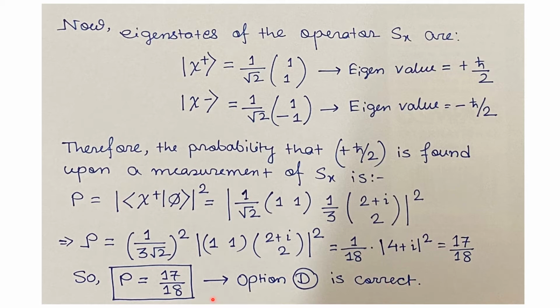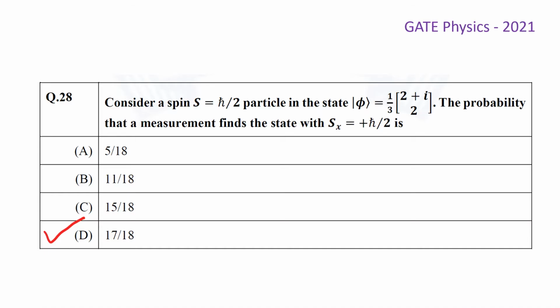So the probability of getting the eigenstate of Sx with eigenvalue plus h cut by 2 after doing the measurement is 17 by 18. So our option D is correct. According to our solution, the probability that a measurement finds the state with Sx equals plus h cut by 2 is option D, that is 17 by 18.